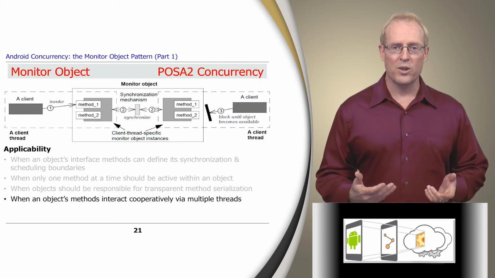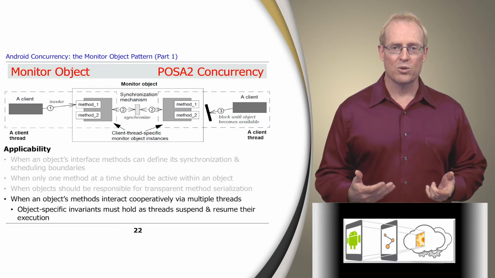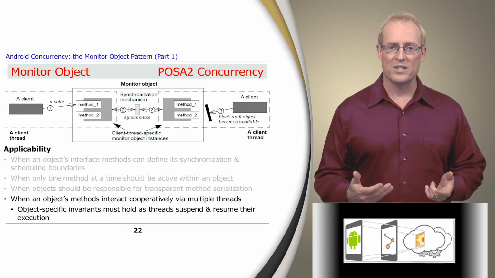Finally, an object's methods may need to interact cooperatively during their execution. For example, if one thread must block awaiting a resource during its execution, it should be able to relinquish its thread of control voluntarily, so methods called from other threads can access the object to update the resource. When a method relinquishes its thread of control voluntarily, it must ensure that object-specific invariants hold. Likewise, it must resume executing within an object only when it's in a stable state.